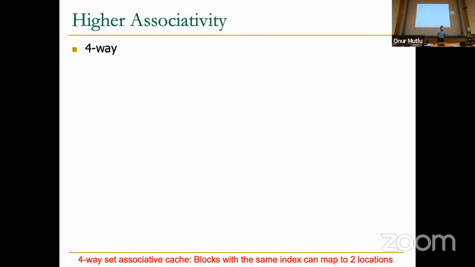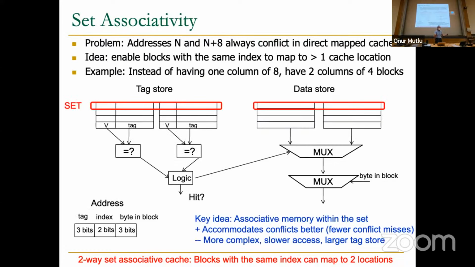Okay, 4-way, the same idea basically. What's the problem here? The problem is address n and n plus 8 always conflict. If you have address n, n plus 8, n plus 16, n plus 24, you're back to square one. If you keep accessing them in that circular manner, this cannot accommodate. Even 3 of them, actually, this cannot accommodate. You'll get 0% hit rate again.